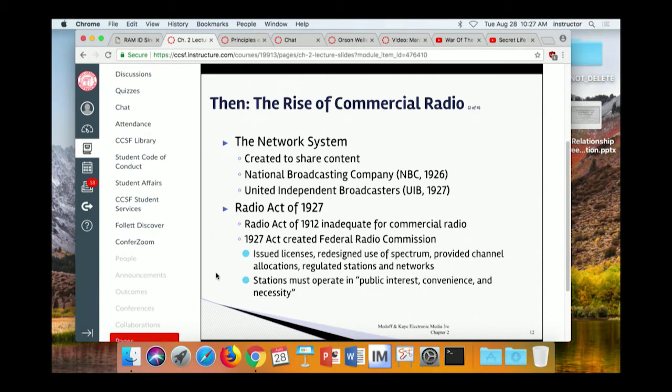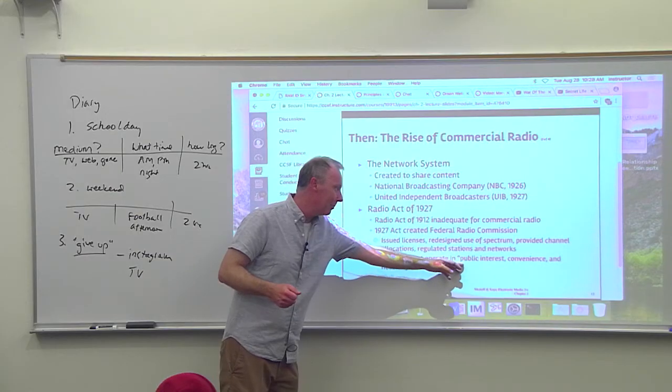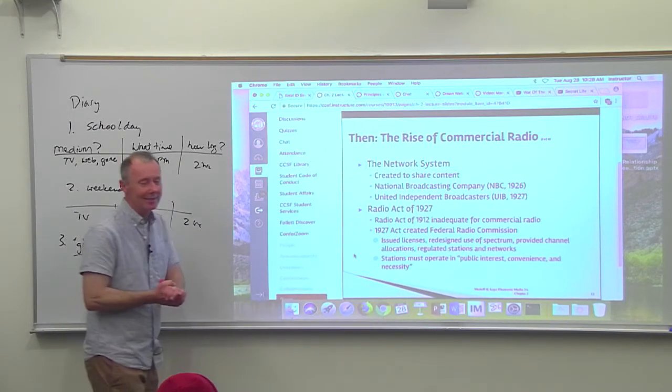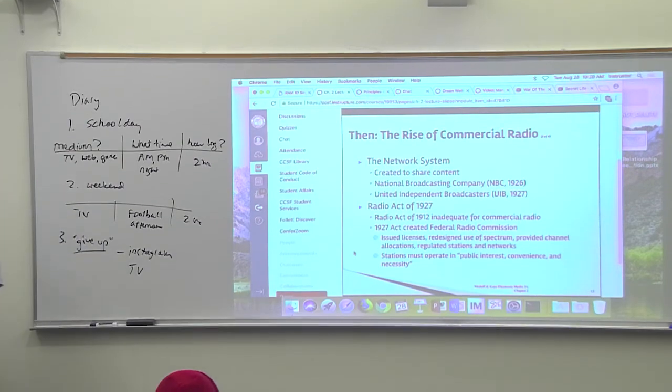Notice they give licenses. They redesign the use of the spectrum. So in other words, there are all those frequencies like 98.5, 102.7. Those are radio frequencies. Currently the FCC deals with it. At that time, it was the FRC, the Radio Commission, that said, okay, this is where you can broadcast. We give you a license. And they came up with this notion that stations must operate in the public interest, convenience, and necessity. And that's still with us today.